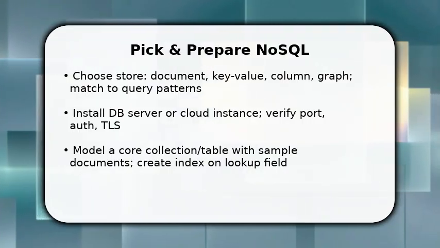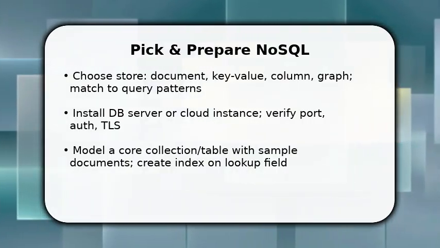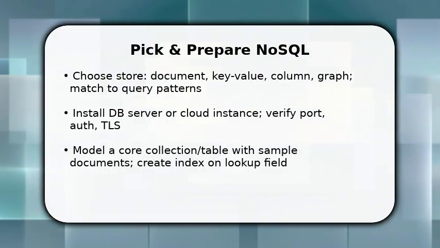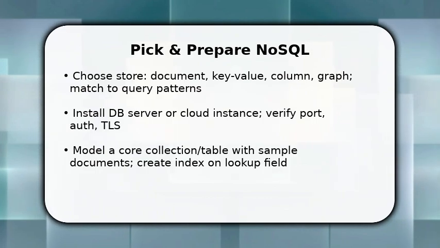Next, model one core collection or table with representative documents. Then create the primary index on the most common lookup field so your first queries run fast.